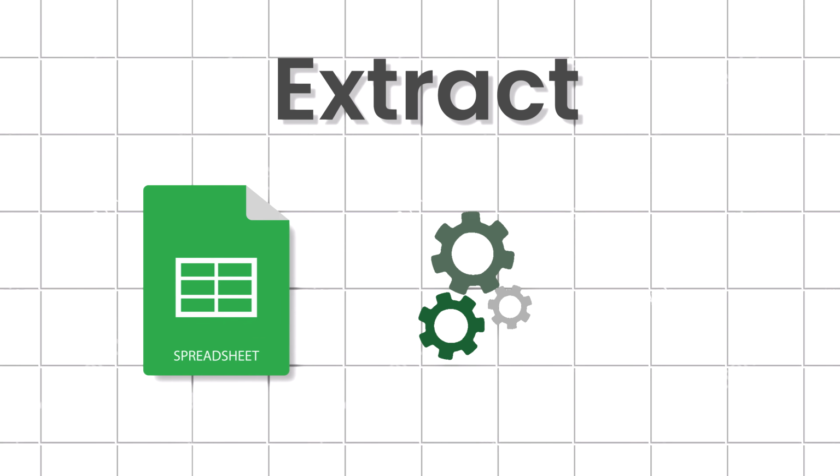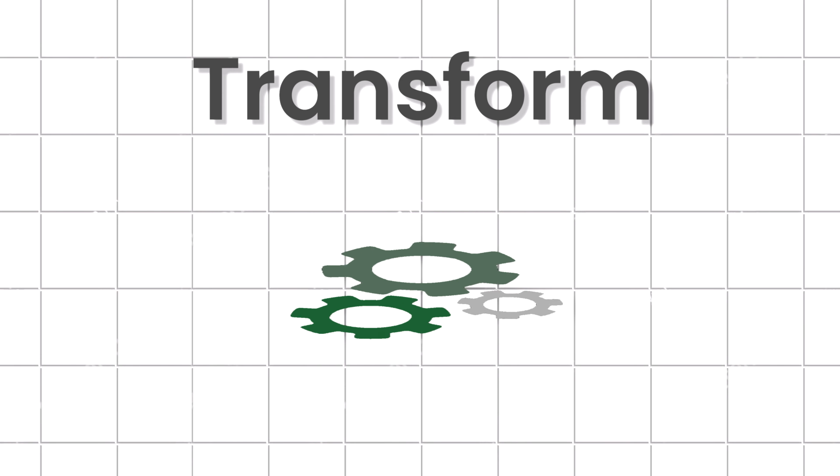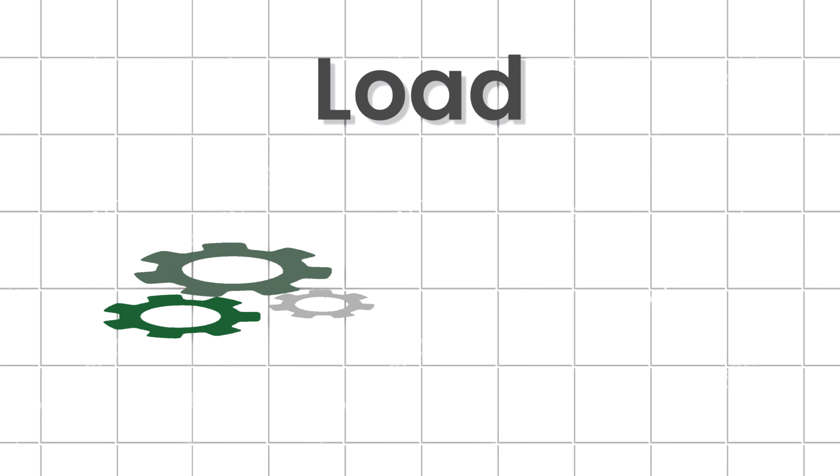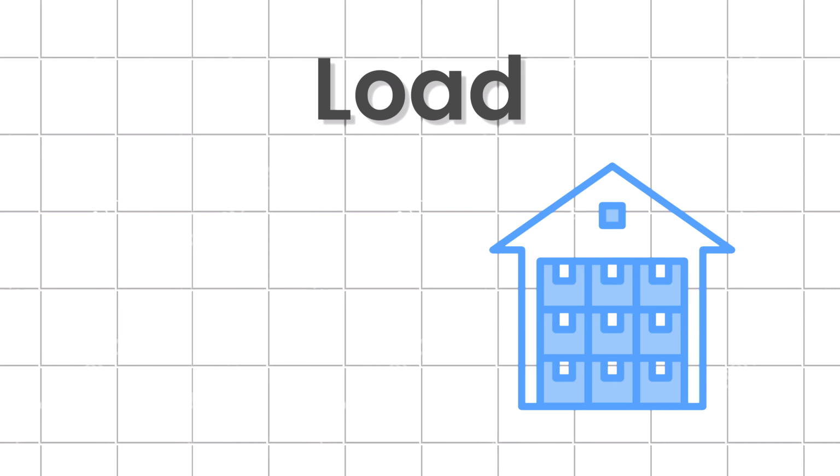First off, before we dive in, let's take a second to define what ETL actually means and where it fits into a modern data workflow. ETL stands for extract, transform, and load. Extract is pulling data from a source like a CRM, a database, or even a spreadsheet. Transform is cleaning and reshaping that data. And load is pushing that data somewhere like a data warehouse or a reporting tool.